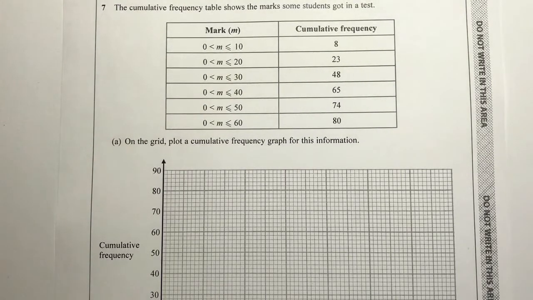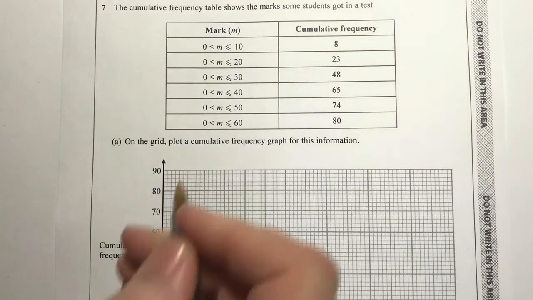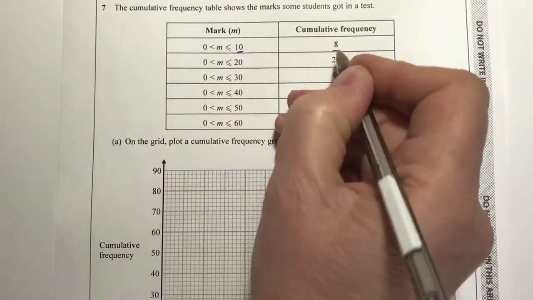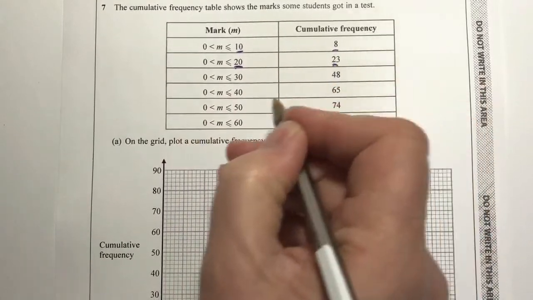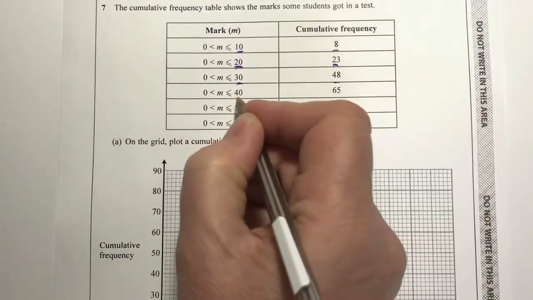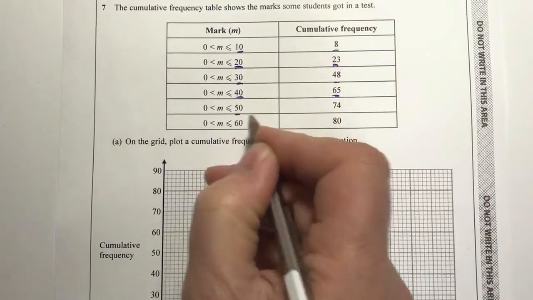All they're asking you to do is initially at least plot the cumulative frequency graph. Okay, well, the first thing is that we can plot it. You need to remember with cumulative frequency, it's an accumulation. So what you're doing is you're plotting this 10 against the 8 and this 20 against the 23 and so on and so forth. Okay, it's not the midpoints.